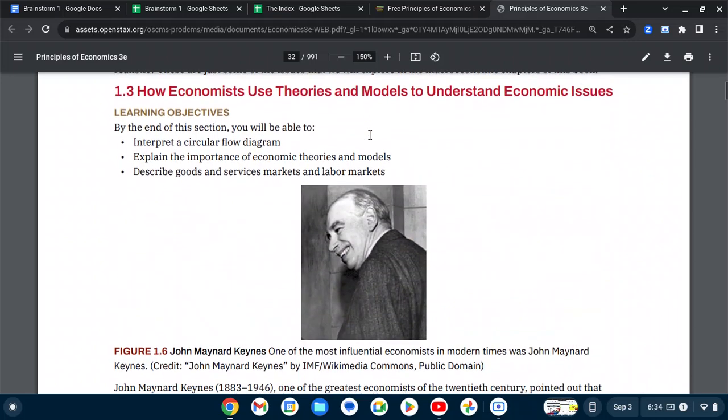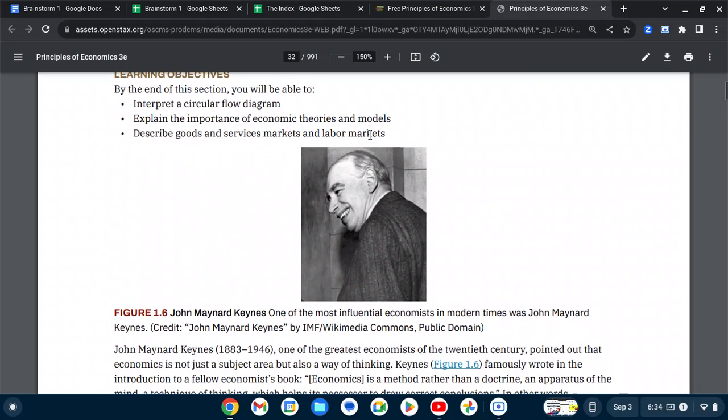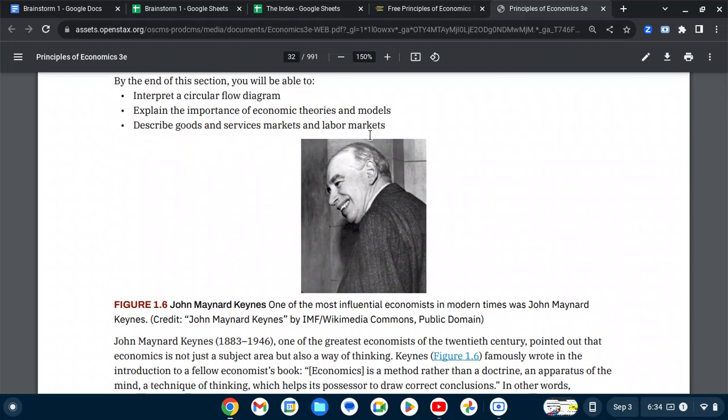1.3 How economists use theories and models to understand economic issues. Learning objectives. By the end of the section, you will be able to interpret a circular flow diagram, explain the importance of economic theories and models, and describe goods and services markets and labor markets.